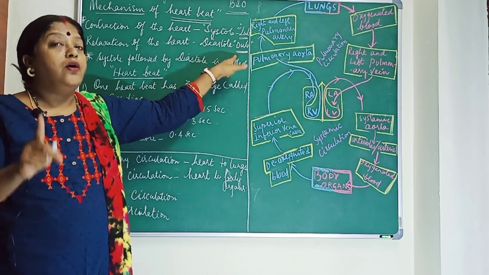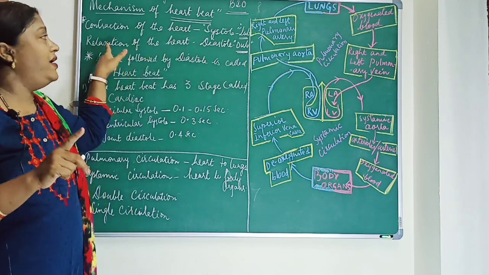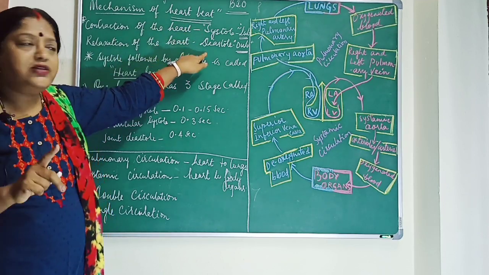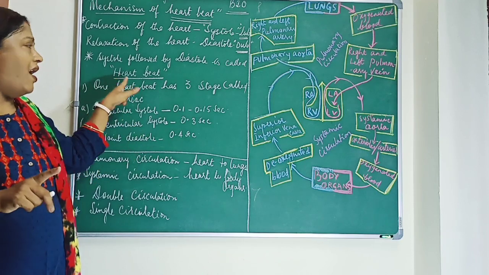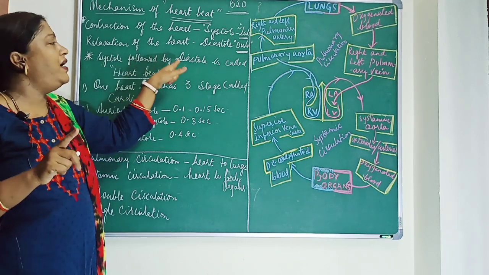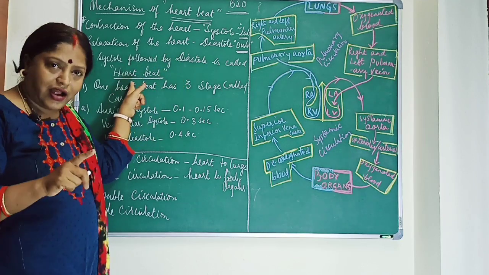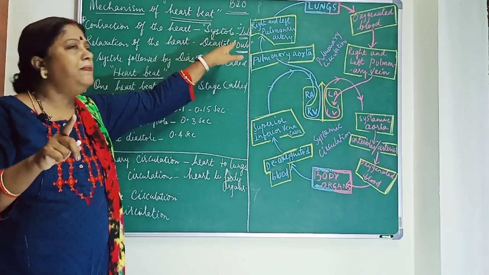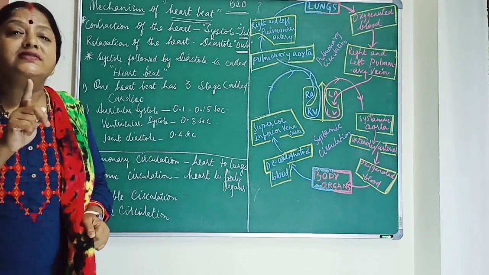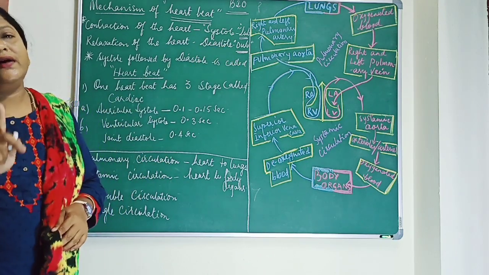Contraction followed by relaxation, that is systole followed by diastole, is called heartbeat. So what is heartbeat, children? Systole followed by diastole is called heartbeat, and it makes the sound lub dub. The average rate of heartbeat is 70 to 80 times per minute.